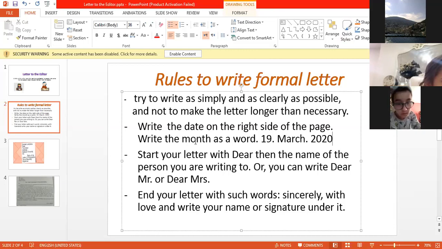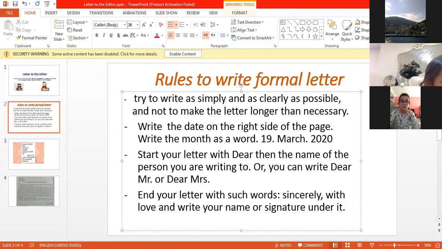Start your letter with dear, of course. After you finish writing the date, you will write to whom you are sending this letter. Dear Mr. or Mrs., then his or her name. If you do not know the name, you can just write Dear Mr. or Dear Mrs. So start your letter with dear, then the name of the person you are writing to. How do I end my letter? End your letter with your signature, but before your signature, with words such as sincerely, faithfully, with love, and then you write your name or signature under it.